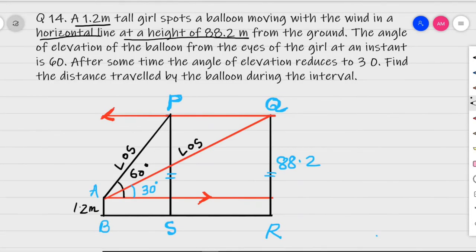Go through the next question, question number 14. See, a 1.2 meter tall girl spots a balloon moving with the wind in a horizontal line.